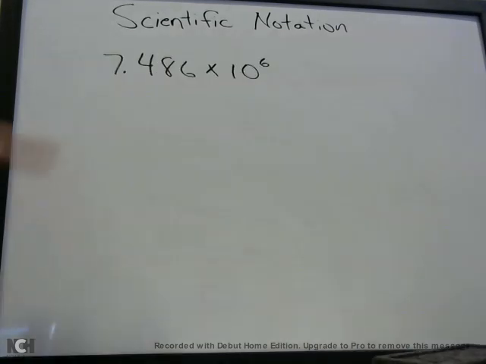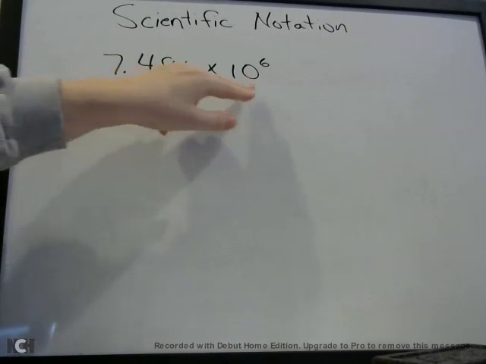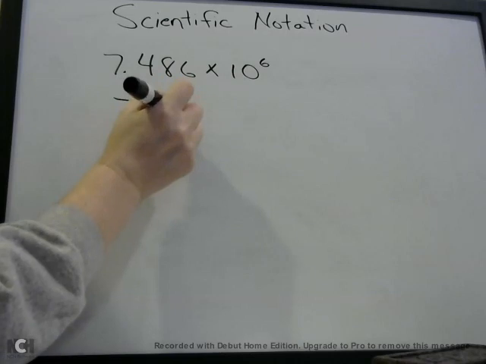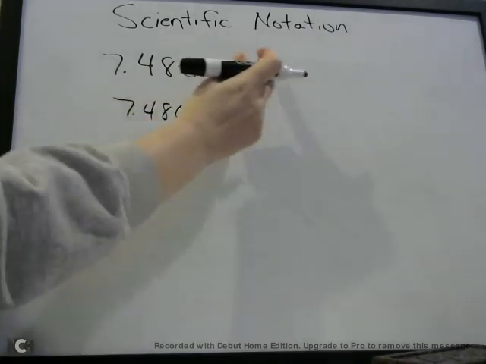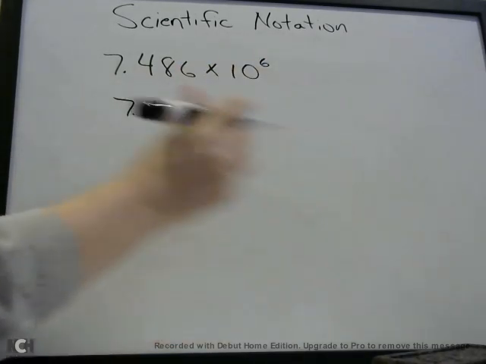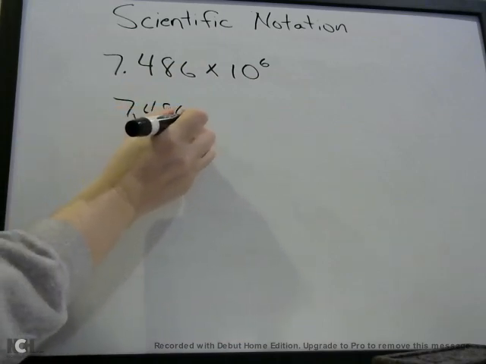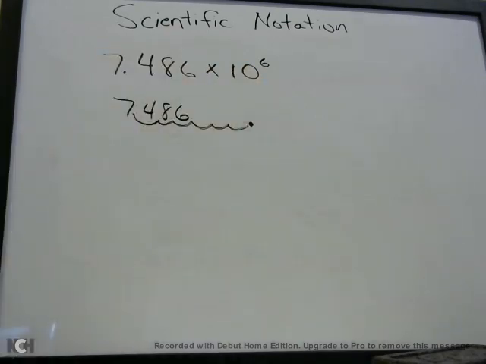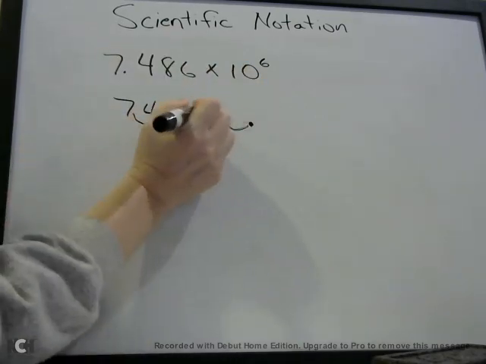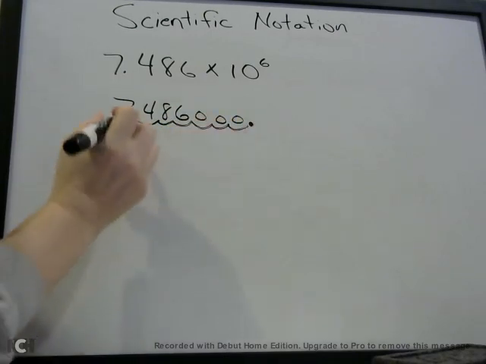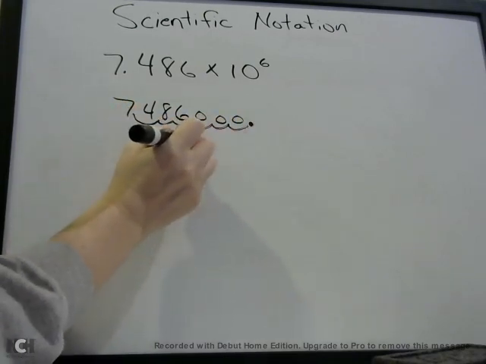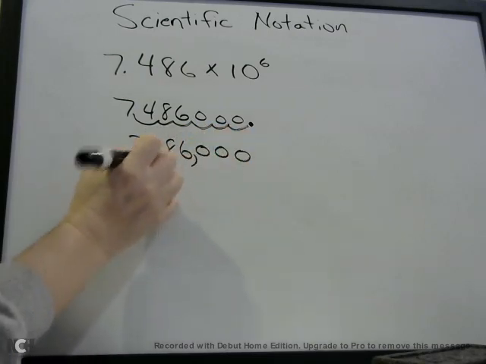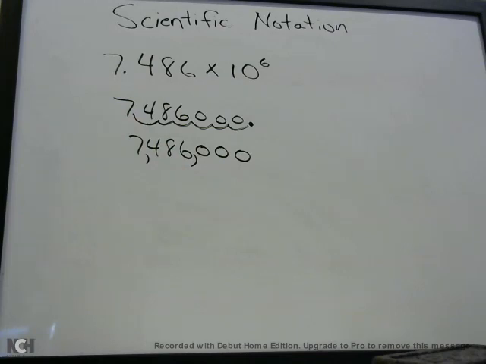So let's look at this example. We have 7.486 times 10 to the 6th. All we do is take 7.486, and we're going to move the decimal point. Since this is a positive exponent, we're going to move it to the right. 1, 2, 3, 4, 5, 6 spots. There's the decimal point. Now again, we don't have numbers here, so we're just going to fill them in with zeros. So we have 7, 4, 8, 6, 0, 0, 0, which is 7,486,000.